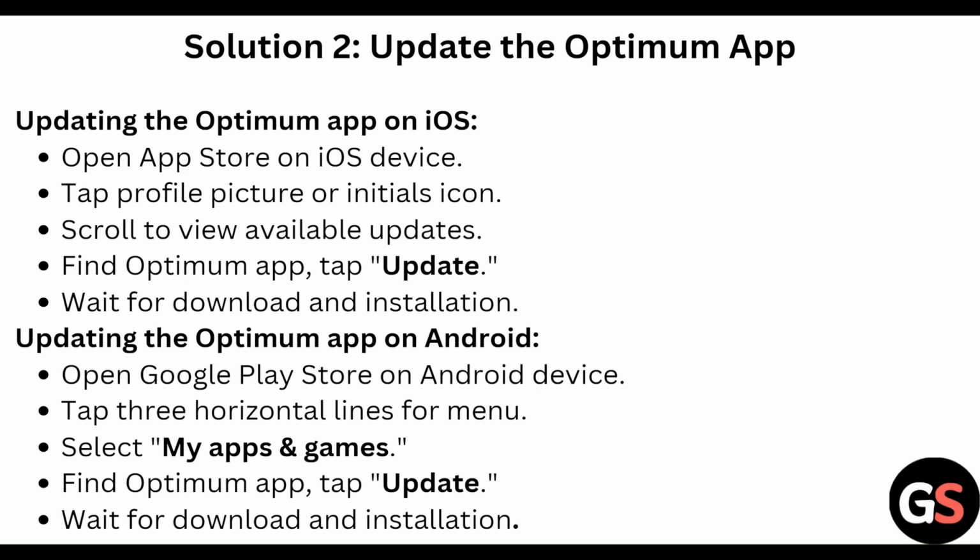How to do this on Android? Open the Play Store app and tap on the horizontal lines of the menu. Select My Apps and Games. Then find the Optimum app and tap on update. And then wait for the download and installation.